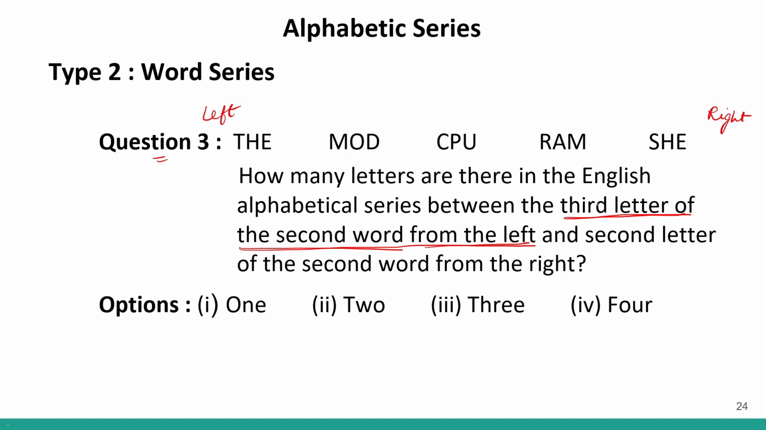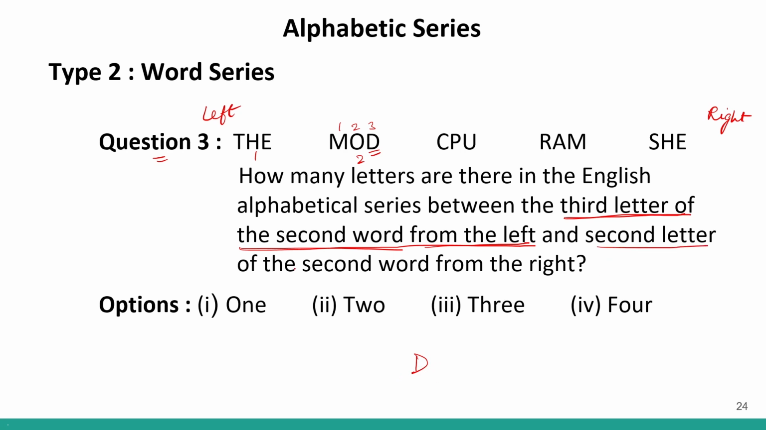Correct? Second word from the left will be this one. This will be your second word. And third letter. So third letter will be 1, 2 and 3. It will be D. So third letter of the second word from the left will be D.